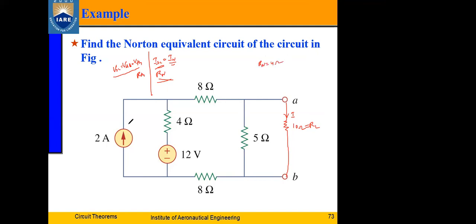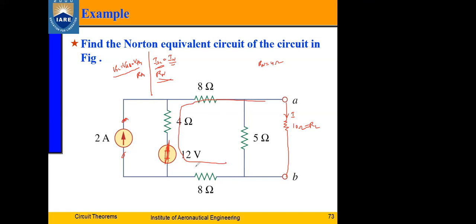So what is happening? This becomes open circuit. For finding equivalent resistance, the current source has to be replaced with open circuit and voltage sources are to be shorted, right? So this is open, so there is no current flowing here. Whatever current comes here will be divided into these two branches, so these two are connected in parallel.